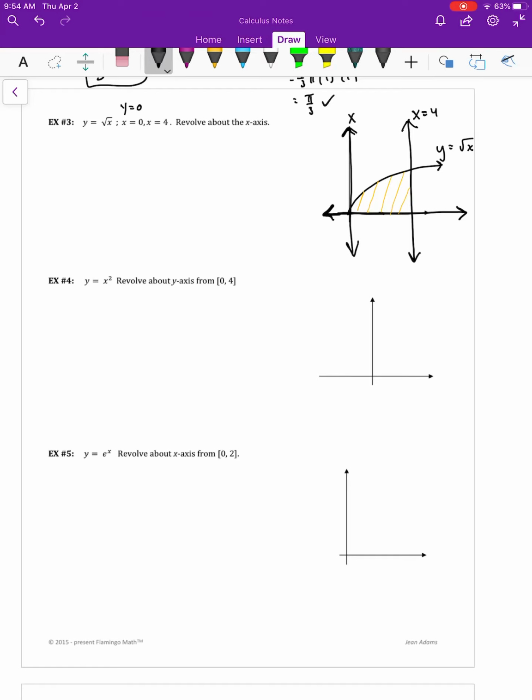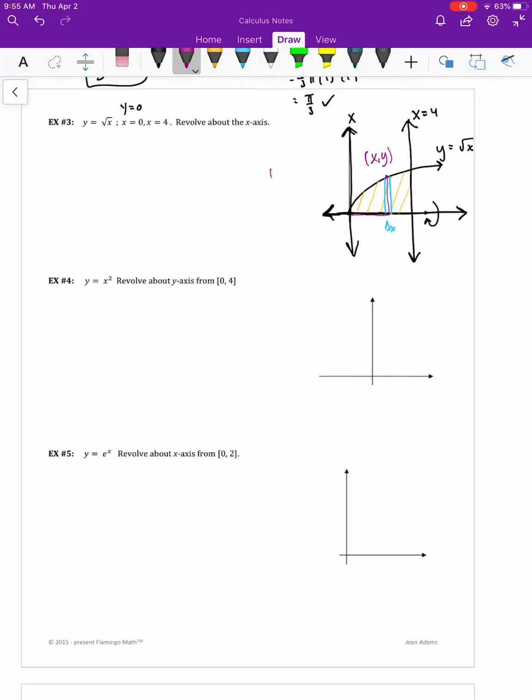We're talking about that region, and we're revolving it about the x-axis. And so our representative rectangle, perpendicular to our axis of rotation, is going to have a width along the x-axis. That's a delta x. We know then that our integration is going to be in terms of x. I'm going to pick a point on the function there and imagine that this is x, y, so that this is the y value. And our y is the square root of x.